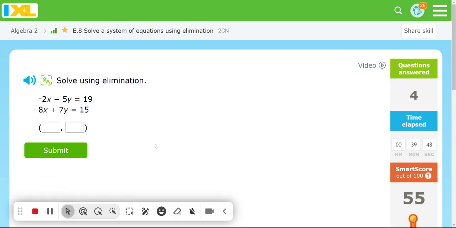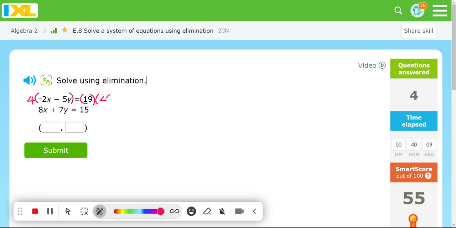So to be continued, we got the first equation negative 2x, the second equation is 4x. So we can make the first equation become negative 8x by multiplying 4 on both sides. Let's do this. 4 times negative 2x, negative 8x. 4 times negative 5y, negative 20y, equal, on the right side, that becomes 76.